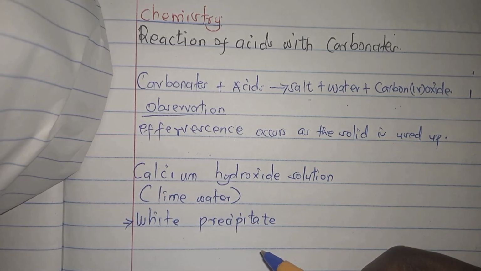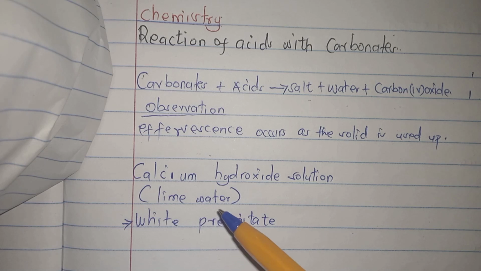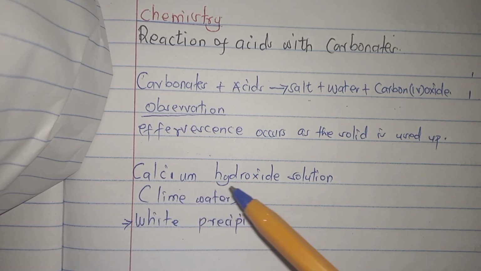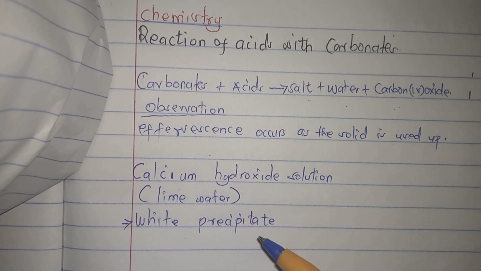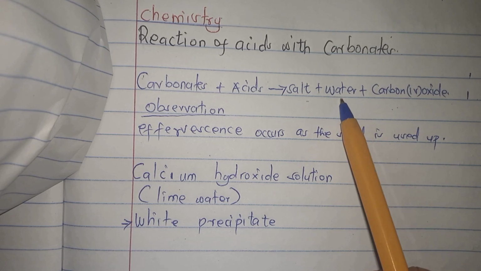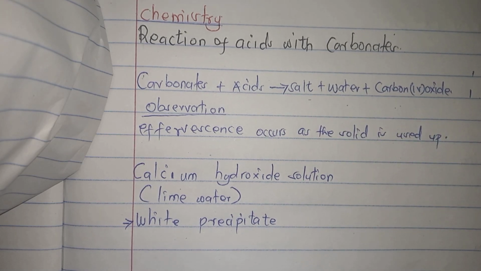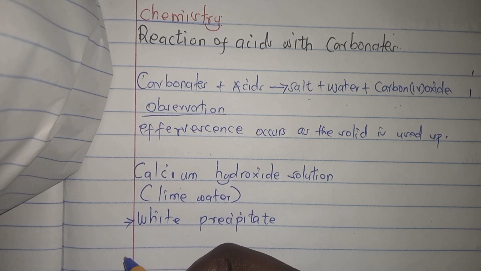This is the test for carbon dioxide. When this gas is passed through calcium hydroxide solution or lime water, a white precipitate is formed. Remember to note that a white precipitate is formed. Acids react with the carbonates to produce a salt plus water plus carbon dioxide. So let me present some equations down below so that we might understand further.